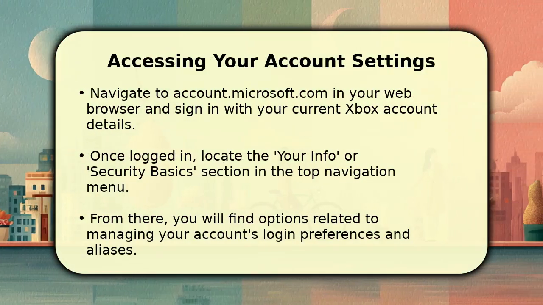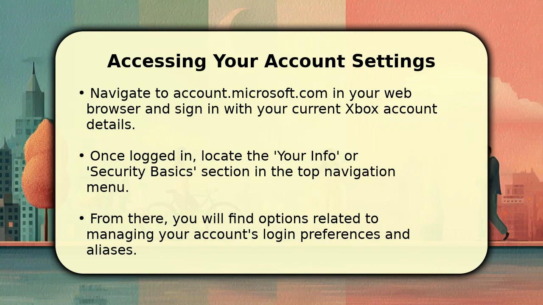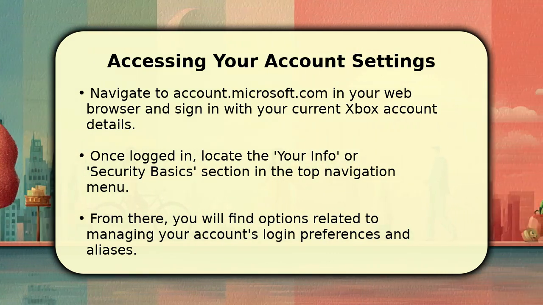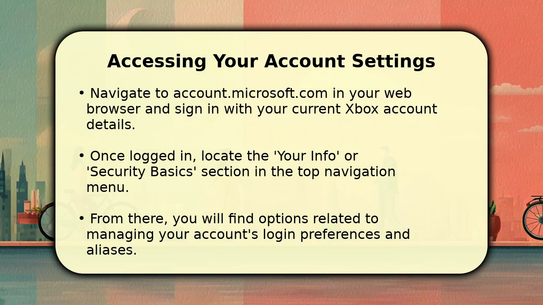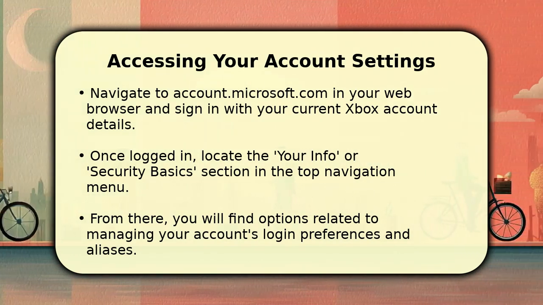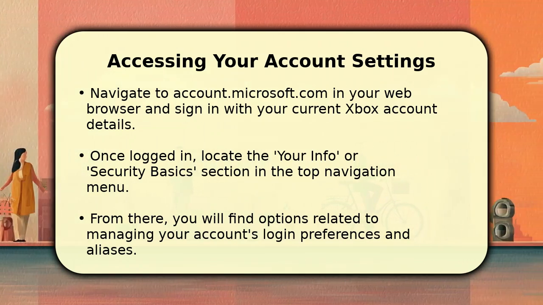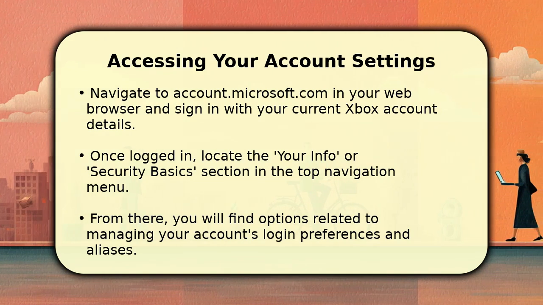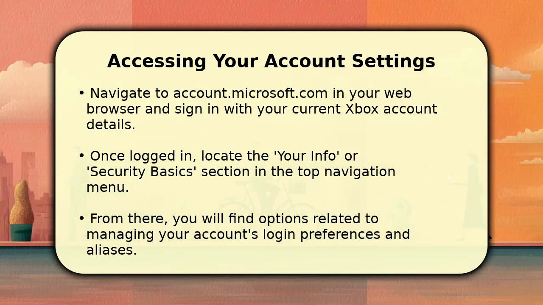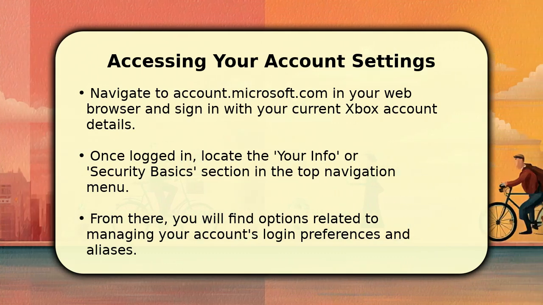Start by opening your preferred web browser and typing in account.microsoft.com. Sign in using your existing Xbox account email and password. After successfully logging in, look for your info section, usually found at the top of the page. This is where you manage your personal details and security settings. Click on this to access the options needed to change your email.